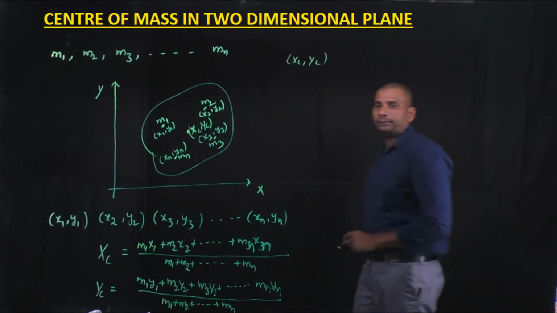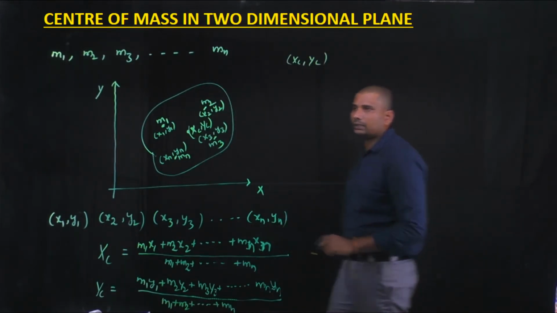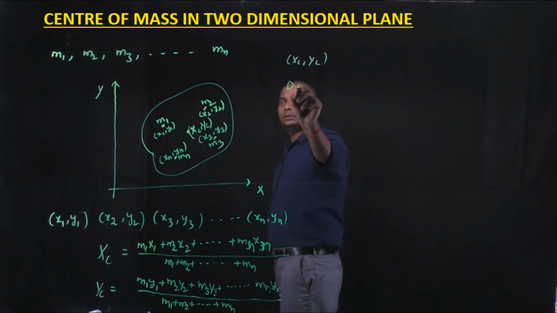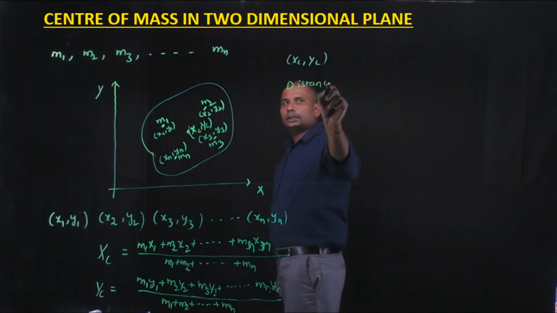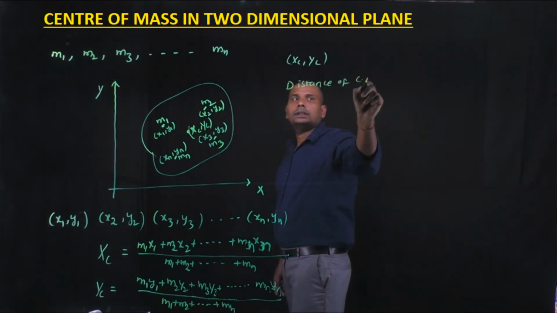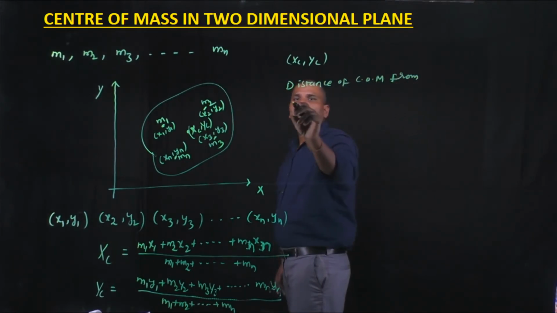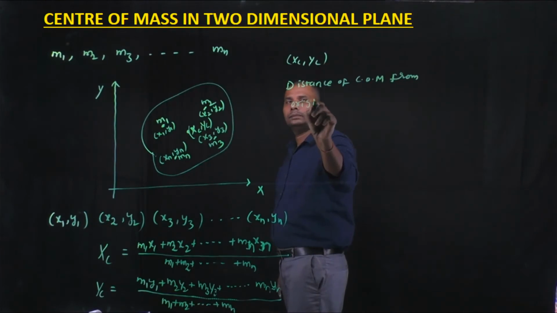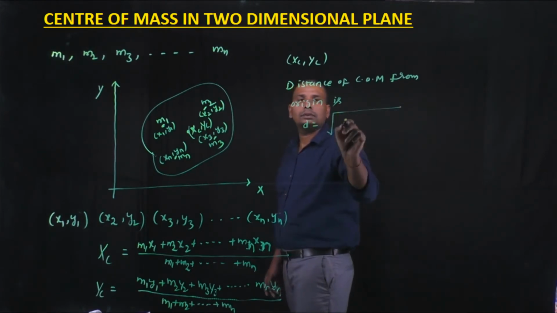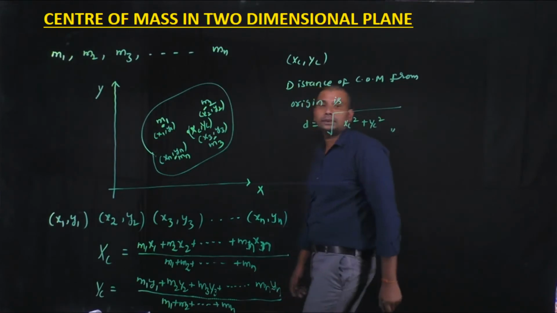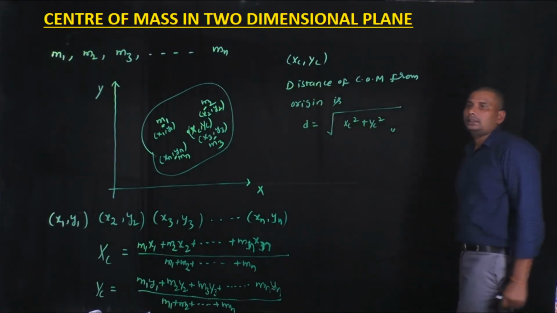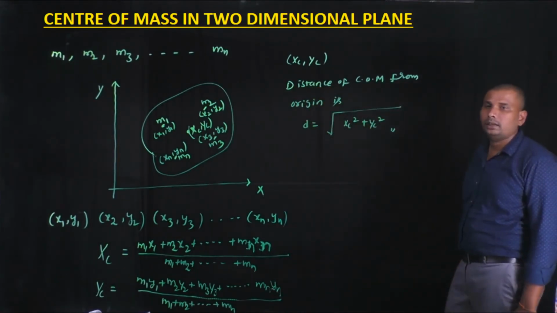Okay, and the distance of center of mass from the origin is d equals under root xc square plus yc square. This is the expression for the distance of center of mass from the origin.